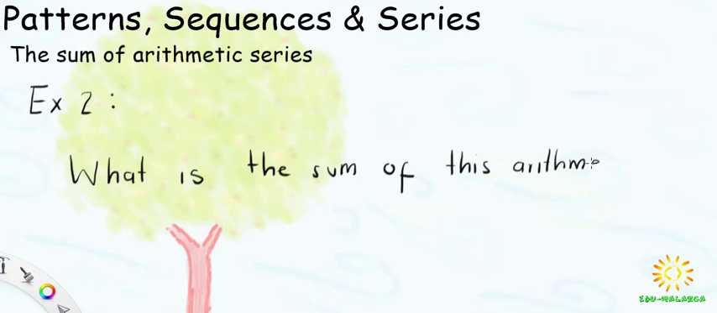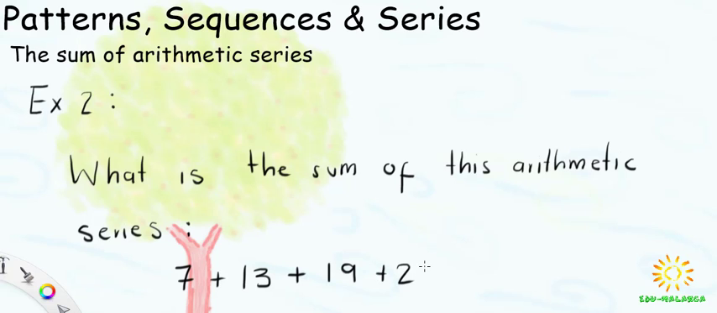Very short question, easy looking, right guys? Let's get into it. The arithmetic series looks like this. You have 7 plus 13 plus 19 plus 25, and it keeps on going, plus 115.